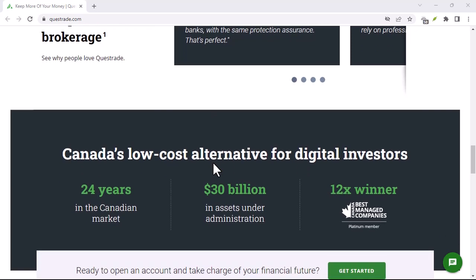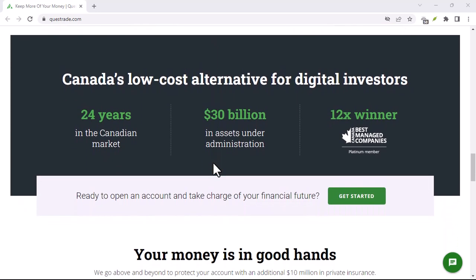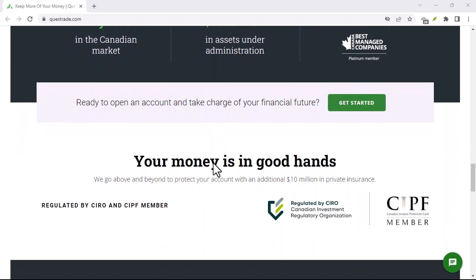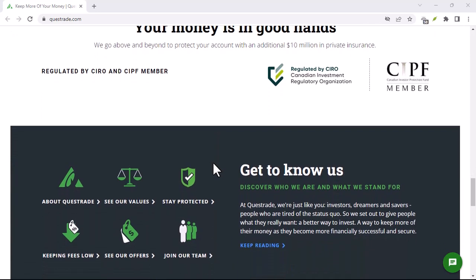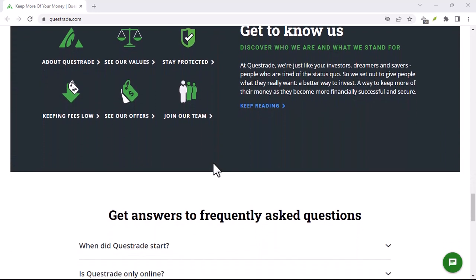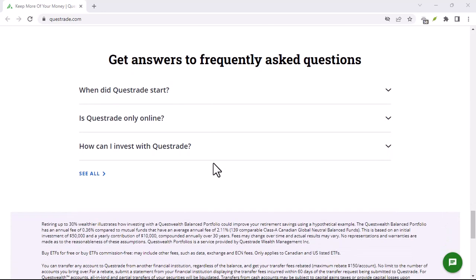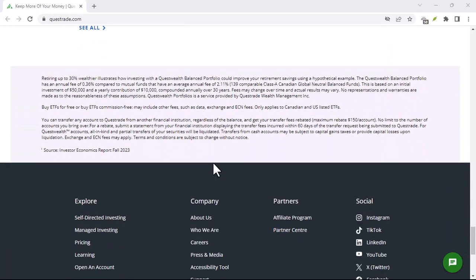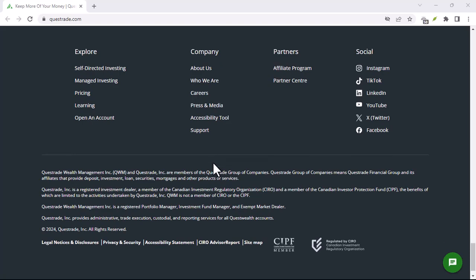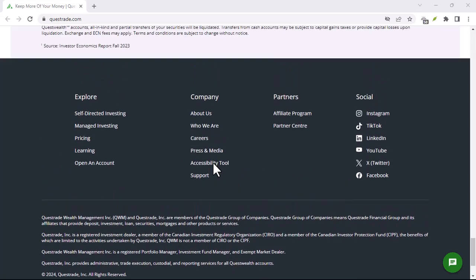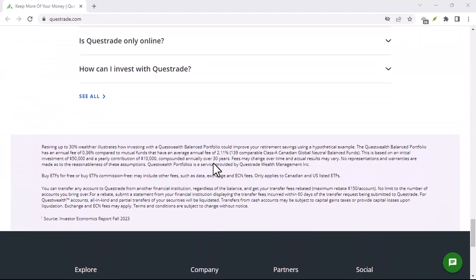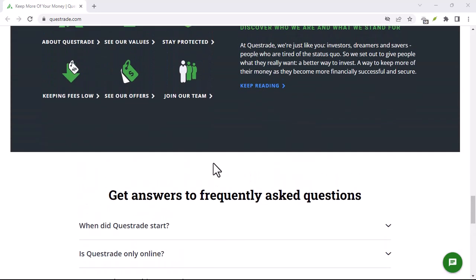Currency conversions. If you're transferring funds between accounts that hold different currencies, you'll likely incur a currency conversion fee. Questrade, like most brokerages, charges a fee for converting Canadian dollars to US dollars or vice versa. This is not a transfer fee per se, but it's a cost associated with moving funds between accounts with different currencies.